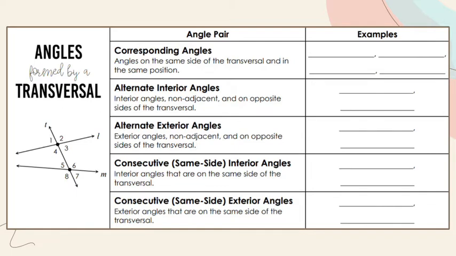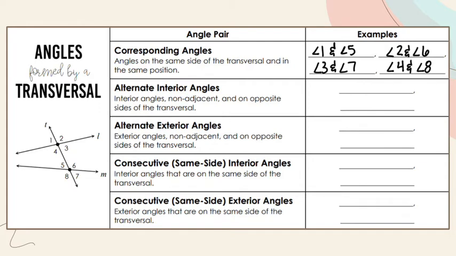Corresponding angles are angles that are in corresponding positions. So if we look at our picture, angles 1 and 5 are corresponding. Angles 2 and 6 are corresponding. So we're going to list all of the pairs of corresponding angles. That will be angle 1 and angle 5, angle 2 and angle 6, angle 3 and angle 7, and angle 4 and angle 8. All 4 of those are pairs of corresponding angles.